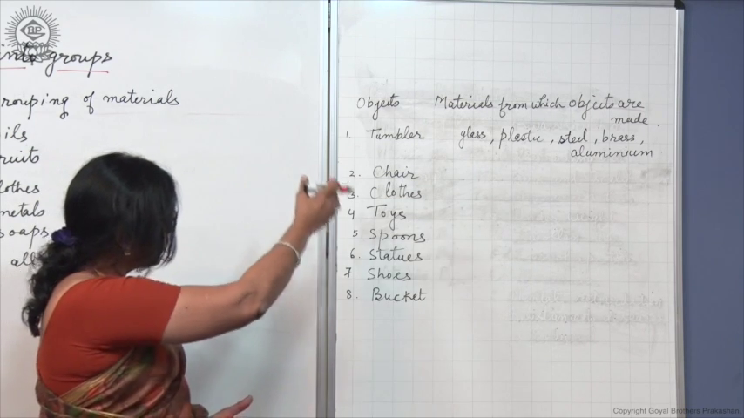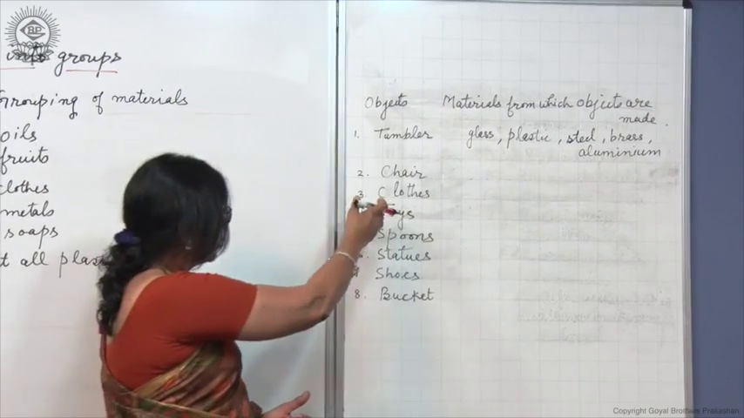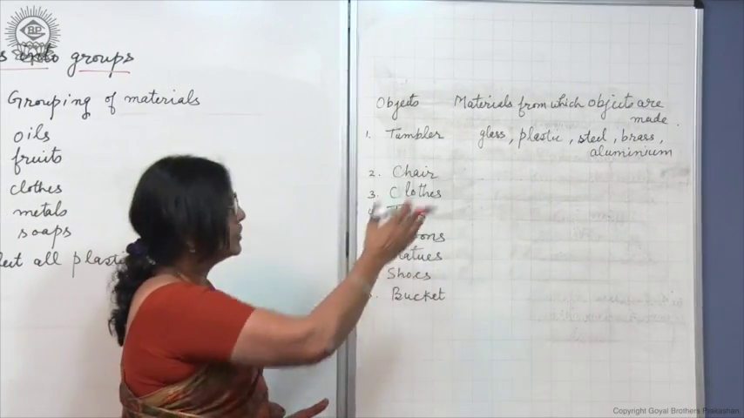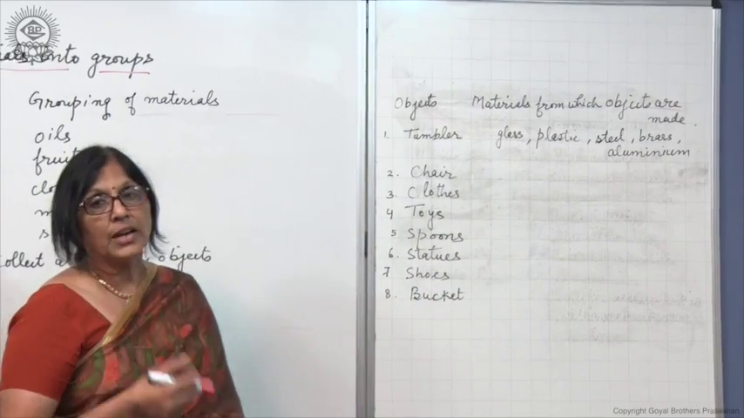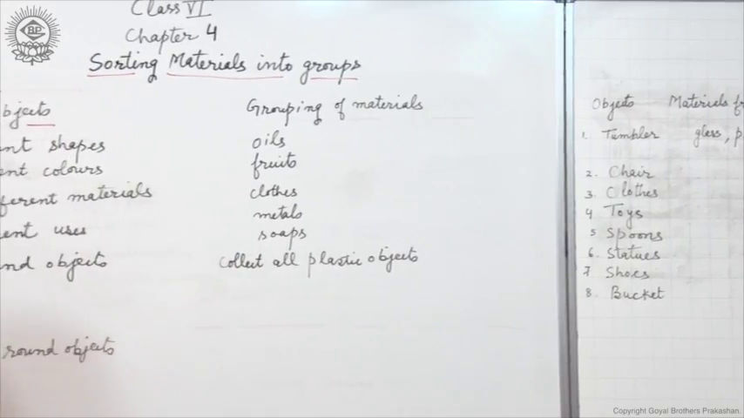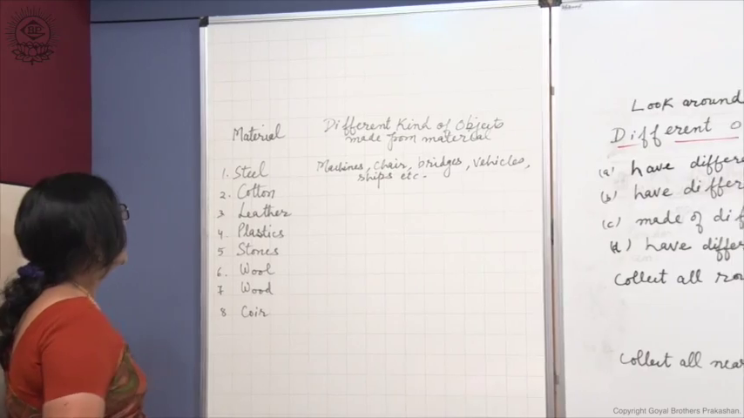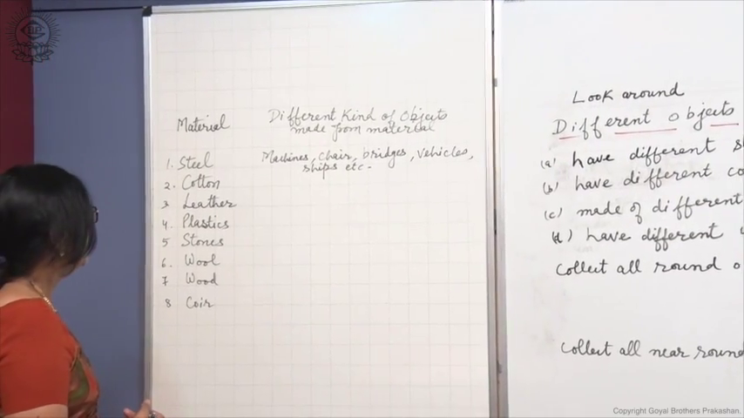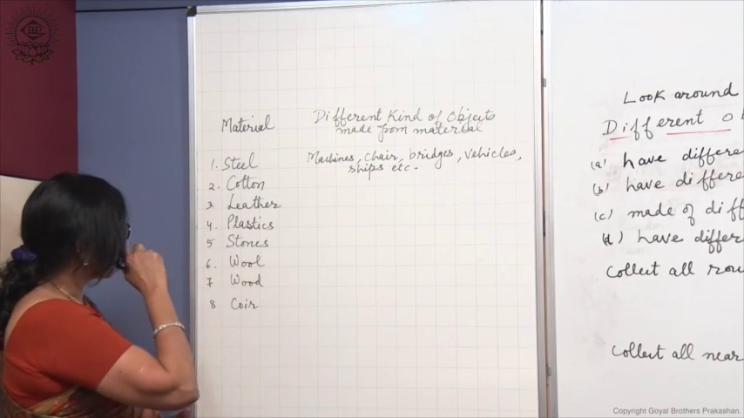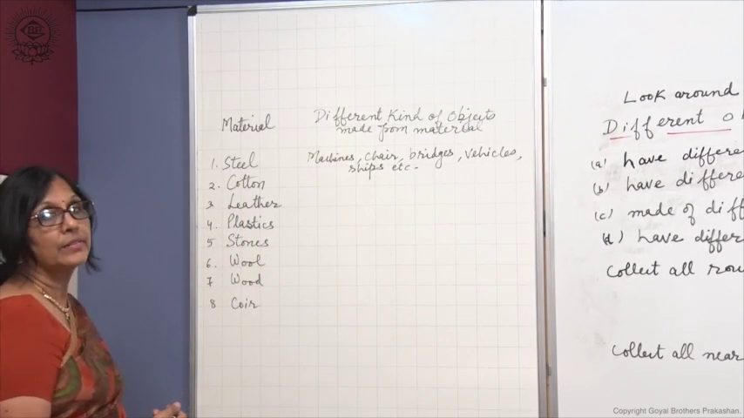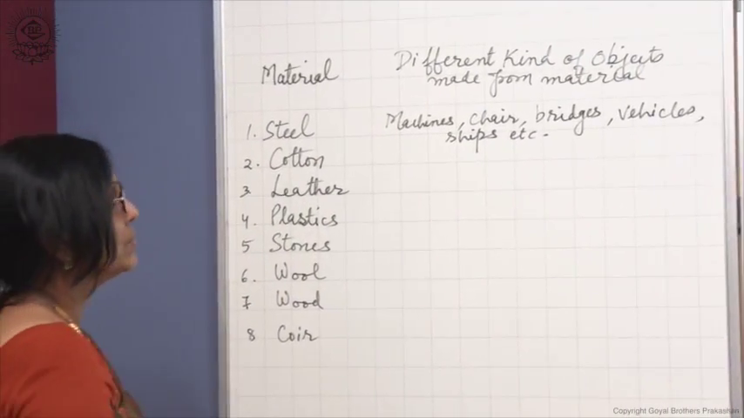So, like this you can complete this table yourself, see what different kinds of materials can be used to prepare these objects. Let us see another table here. In this table, in the first column is written the material, different kinds of material like steel, cotton, leather, plastic, stone, wool, wood, coir, and what different kinds of objects can be made from these materials.